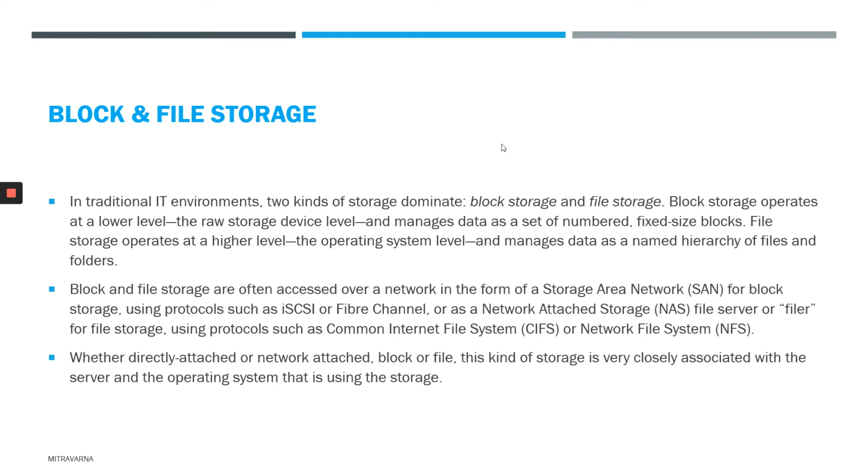Block and file storage are often accessed over a network, in the form of a storage area network for block storage using protocols such as iSCSI or Fibre Channel, or as a network attached storage file server or filer for file storage using protocols such as Common Internet File System or Network File System. Block storage uses iSCSI or Fibre Channel as a protocol, which is nothing but a storage area network.